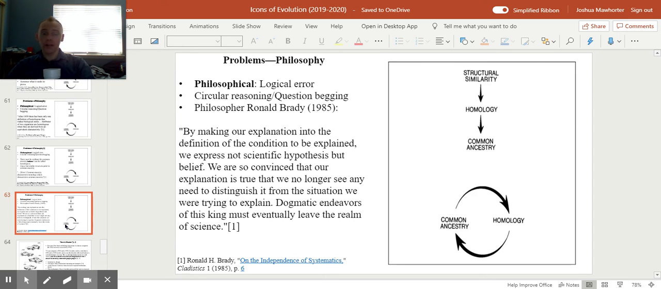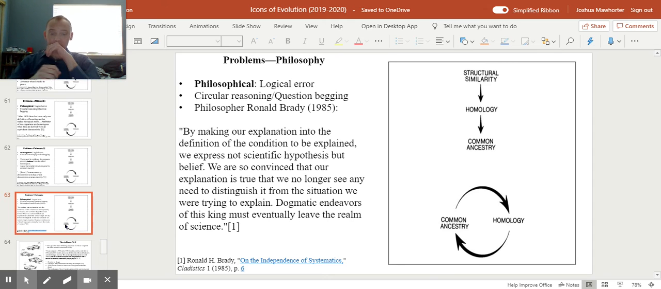Philosopher Ronald Brady, in 1985, in his paper on the independence of systematics, talks about the importance of philosophy of science. But he says, by making our explanation into the definition of the condition to be explained, we express not scientific hypothesis, but belief. We are so convinced that our explanation is true that we no longer see any need to distinguish it from the situation we were trying to explain. Dogmatic endeavors of this kind must eventually leave the realm of science.